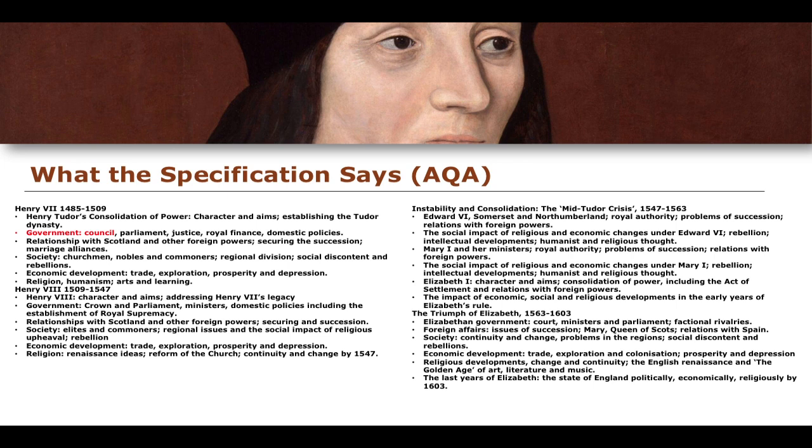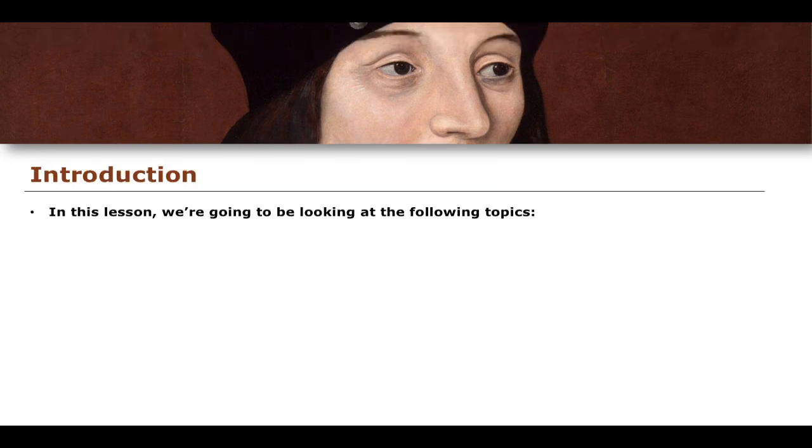reign. The next section in the specification talks about the government of Henry VII. This refers to examination of the council, parliament, justice, royal finance, and domestic policies. This video specifically is going to begin with the first of these major elements of Henry's government. This is the council. Now, ultimately, we're going to look at the following topics in this lesson.